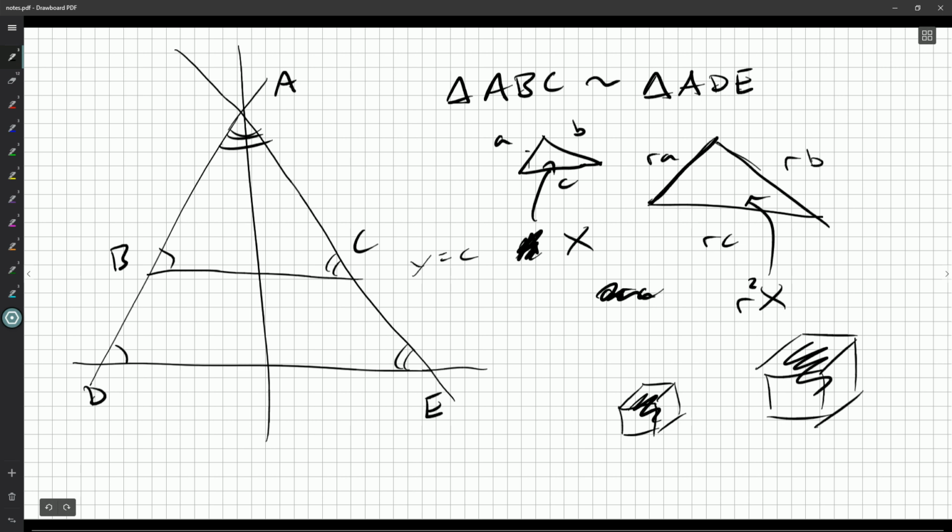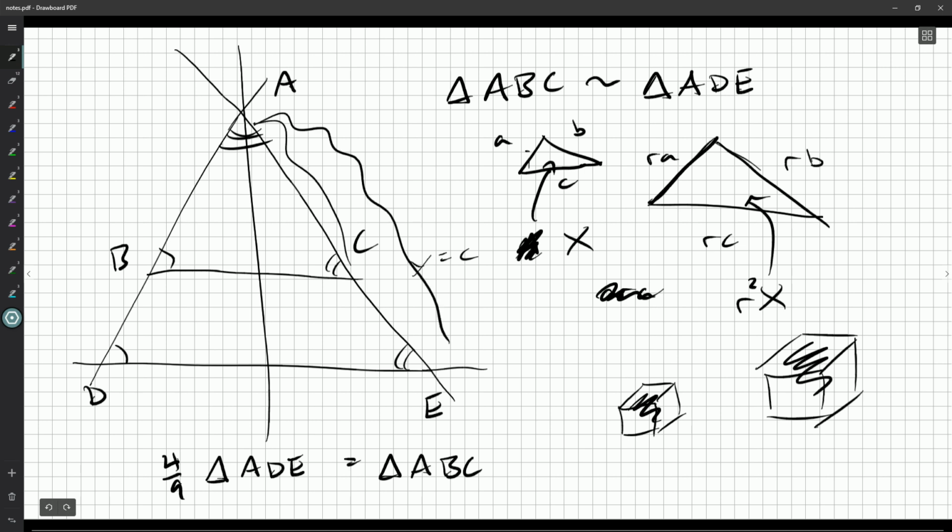Well, we know that the area of ABC is 4/9 the area of ADE. But they're similar. So AC scales up by a factor of, let's say, r to AE. We just don't know what this r is. But r squared should be 4/9, and if you square root it, you can see r is going to be 2/3.